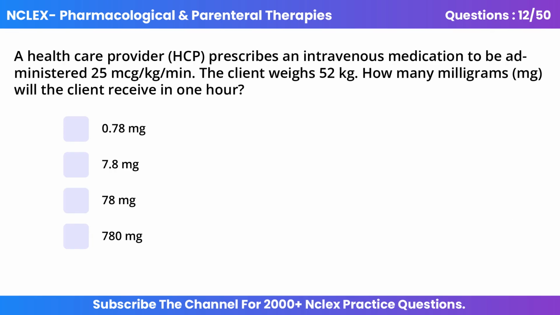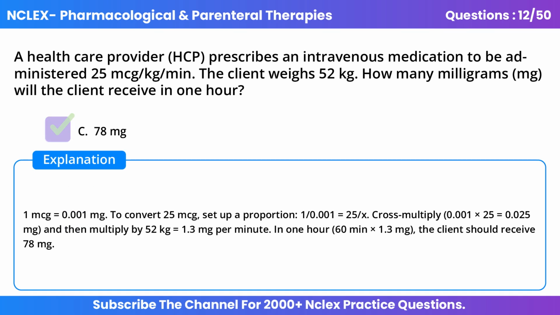Question 12. A healthcare provider, HCP, prescribes an intravenous medication to be administered 25 micrograms per kilogram per minute. The client weighs 52 kilograms. How many milligrams will the client receive in 1 hour? C. 78 milligrams.